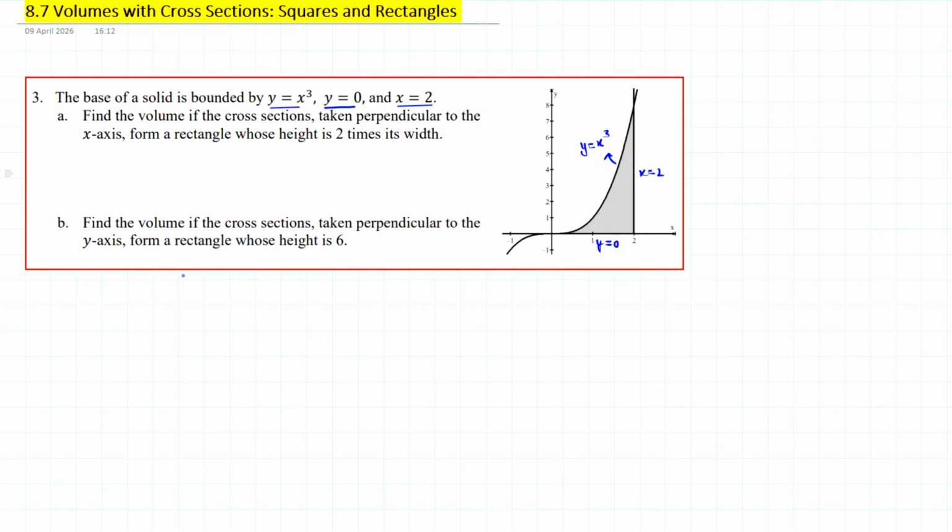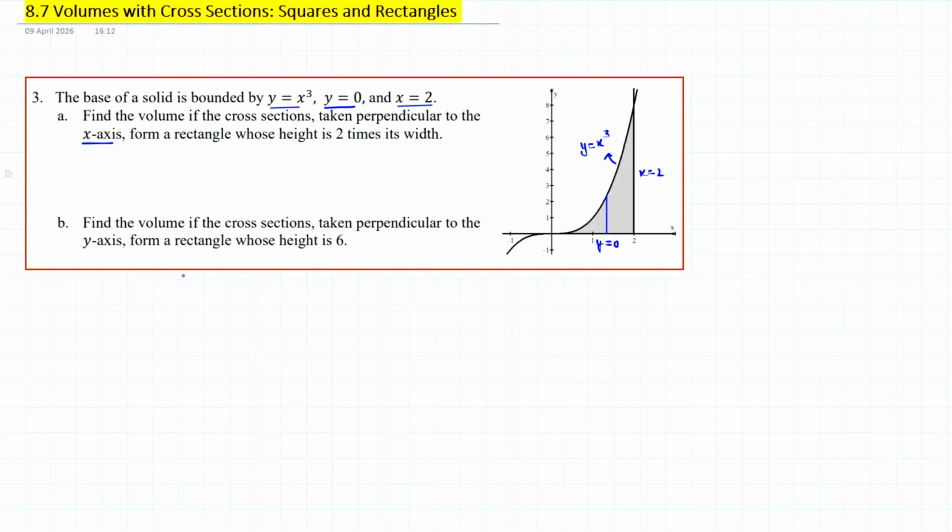Now we have to find the volume of the solid whose cross sections taken perpendicular to the x-axis form a rectangle whose height is 2 times its width. So the cross section perpendicular to the x-axis forms a rectangle whose height is 2 times its width.